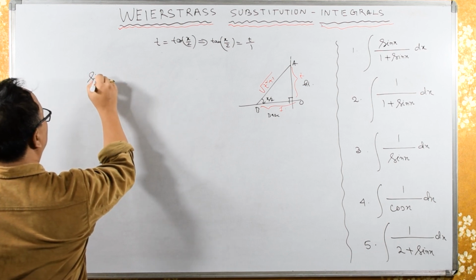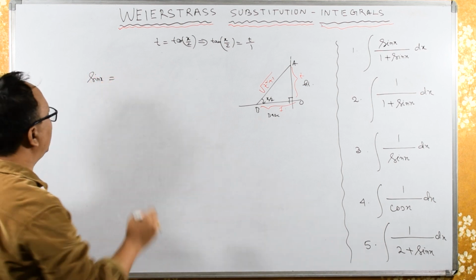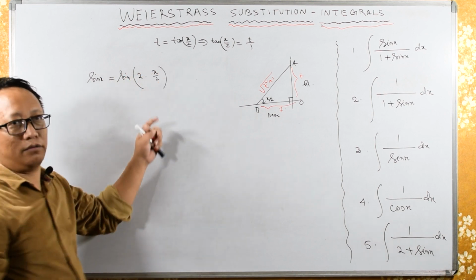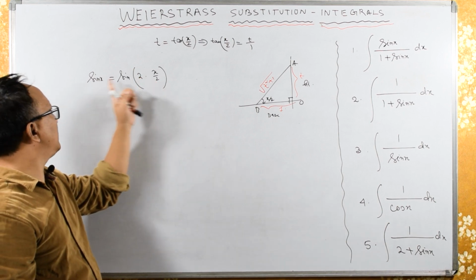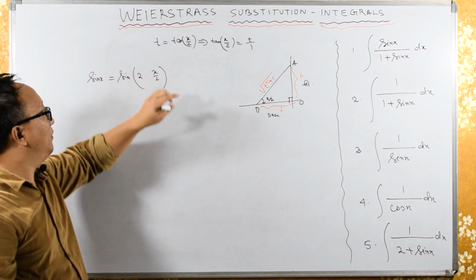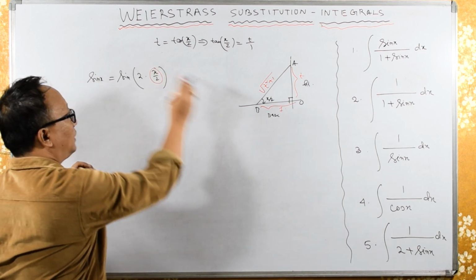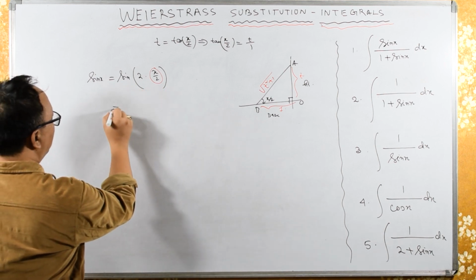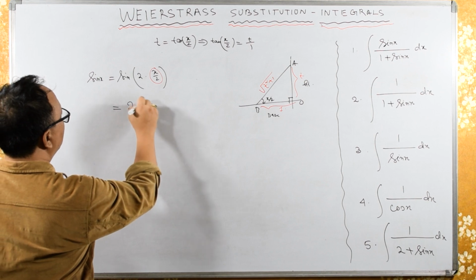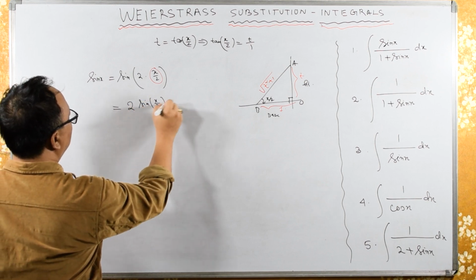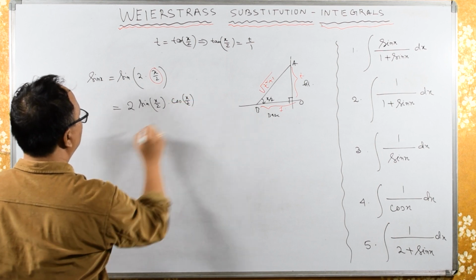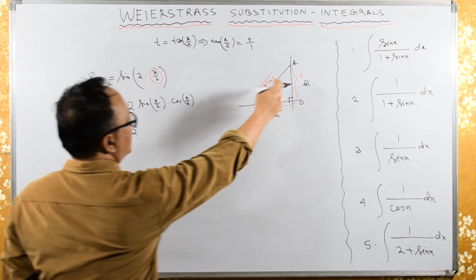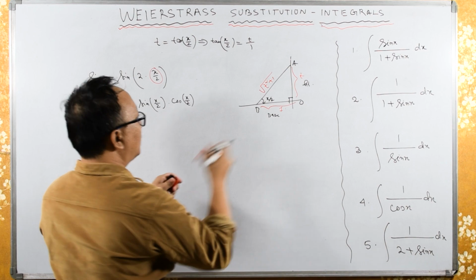What is sin x? Sin x can be written as sin of 2 into x by 2. Why am I doing this? Because I want to bring it into this x by 2 form. We have the formula sin 2x is 2 sin x into cos x, so sin x is 2 sin of x by 2 into cos of x by 2. What is sin x by 2? Sine is height upon hypotenuse.